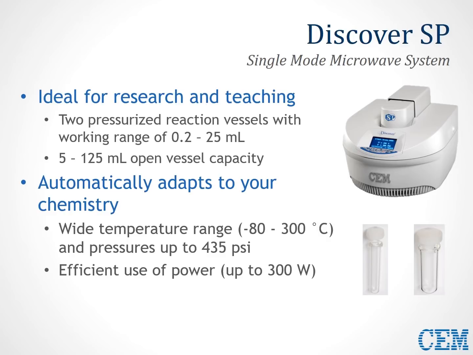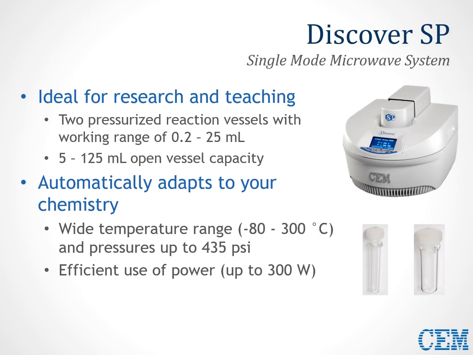The Discover SP is also equipped to run atmospheric reactions using standard glassware like a round bottom flask, up to 125 mL in volume. Running open vessel reactions allows access to the rapid heating capabilities of your microwave while giving users the flexibility to add additional reagents or remove aliquots during a running method. Variable speed magnetic stirring is a standard feature for all Discover SP systems as well.